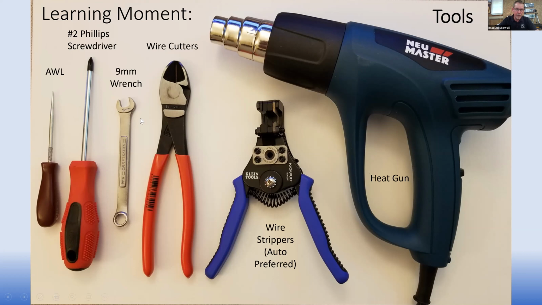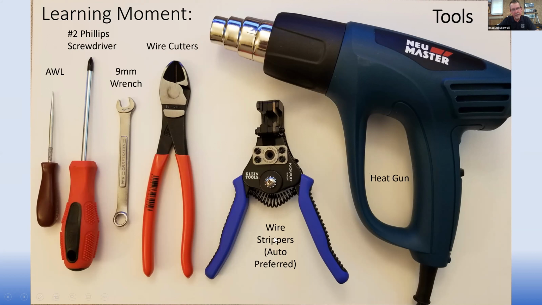A number 2 Phillips screwdriver. When you're working with those barrier strips, like the 6-pin barrier strips, anything smaller than a number 2 will have a tendency to strip the head. So the minimum size is a number 2 Phillips screwdriver. A 9mm wrench worked pretty well.